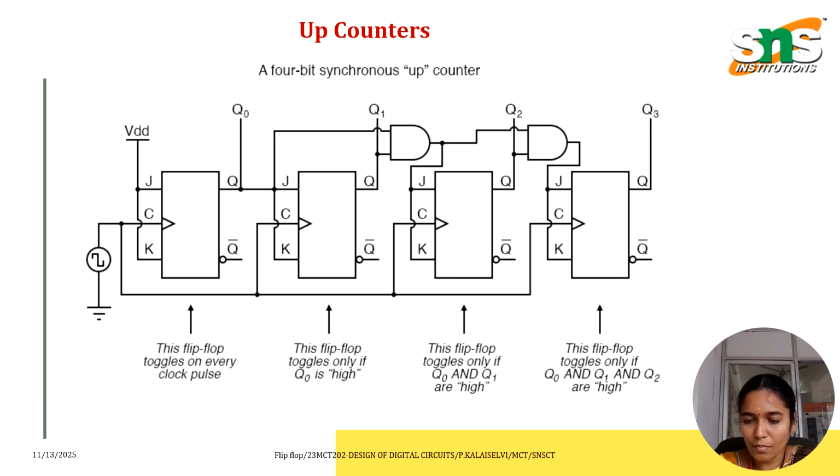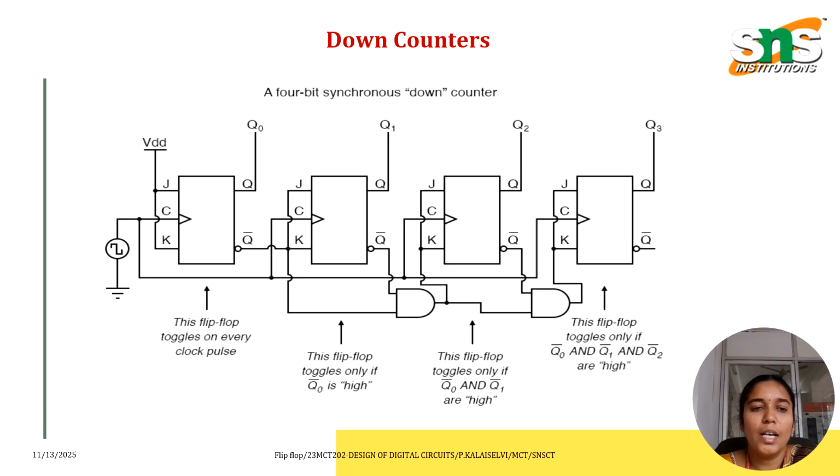And then the down counter. It is a 4-bit synchronous down counter. It also uses JK flip flops. Here we have the clock pulse, so this is a synchronous type.